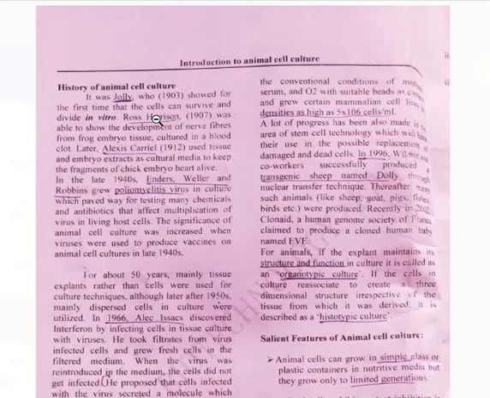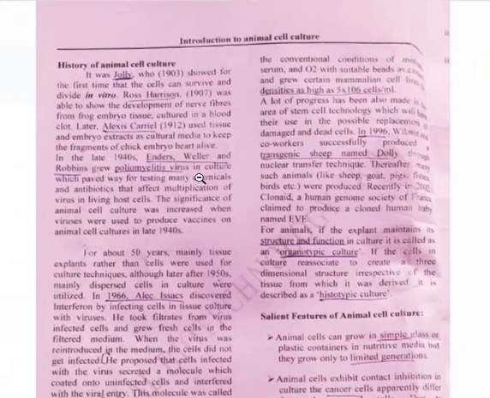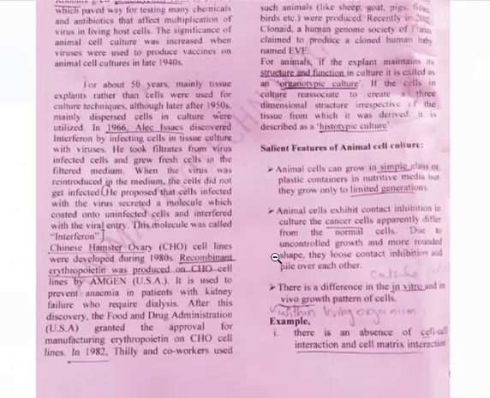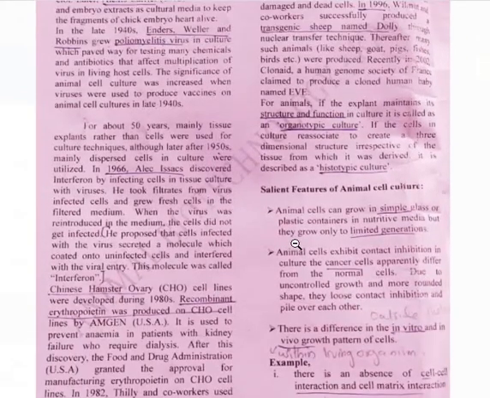First, let us see the salient features of animal cell culture. These animal cells can grow in simple glass or plastic containers with nutrient medium. But they can grow only up to a limited number of generations. Like microorganisms, we cannot culture these animal cells very easily. It's somewhat difficult when you compare to microbial culture.